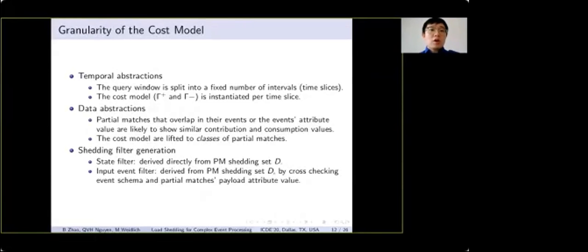After this, we can generate state filters and input filters to perform the actual load shedding. State filters are generated directly from the partial match shedding side as a lookup table. Input filters can be derived from the partial match shedding side by cross-checking the event schema and value predicates.